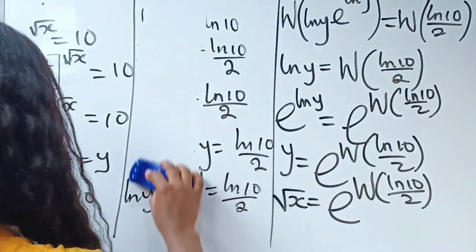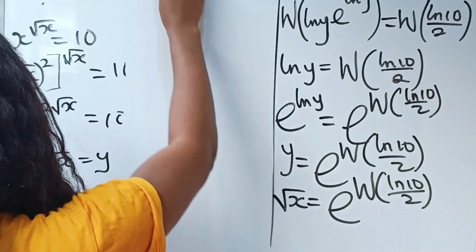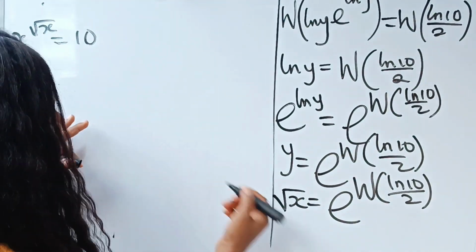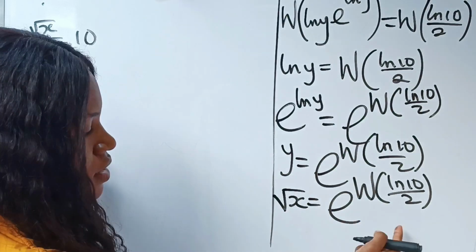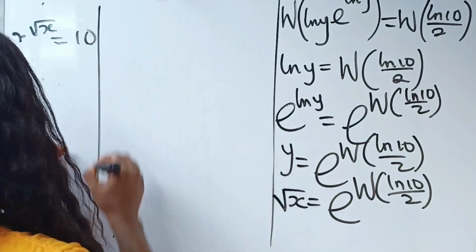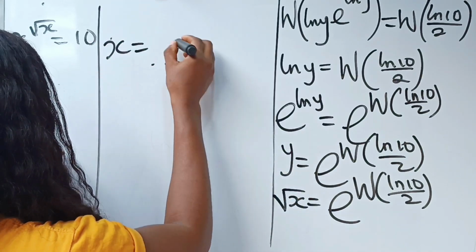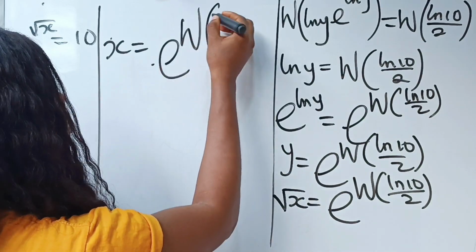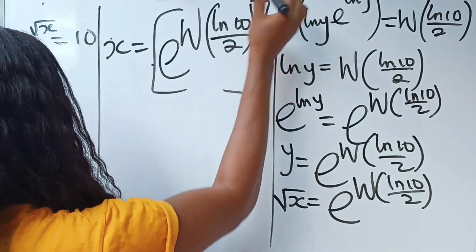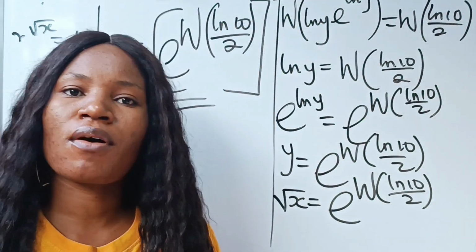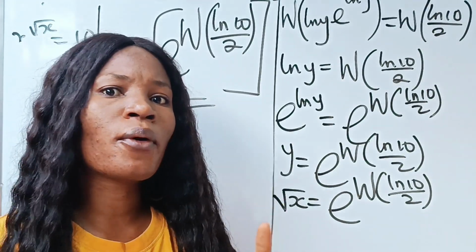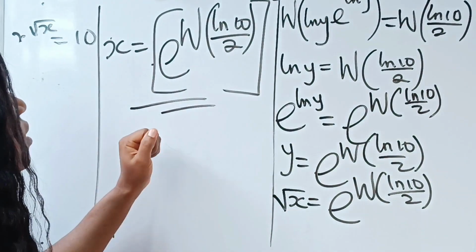Now permit me to finish up here. Okay, so we are almost through. So now to get the value of x, I have to square both sides of this equation. When I take the square of this side, I'm going to get x. So I will have x is equal to e to the power of the Lambert W function of ln 10 over 2, but this time I'm going to square this. So this becomes the final value of our x. If you press this in your calculator, you're going to get an approximate value of about 1.8 something. Okay, so this becomes our solution.